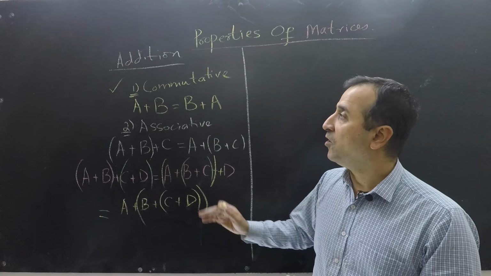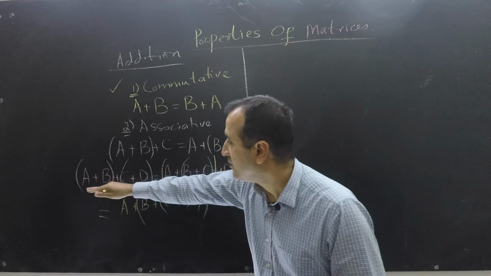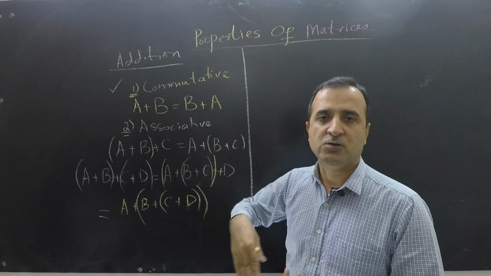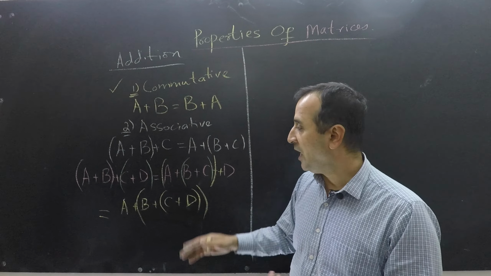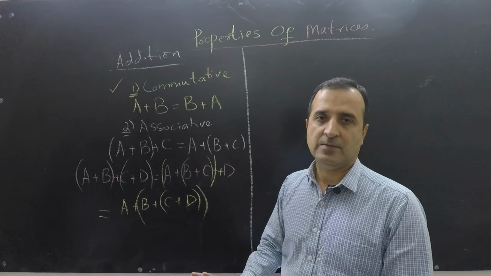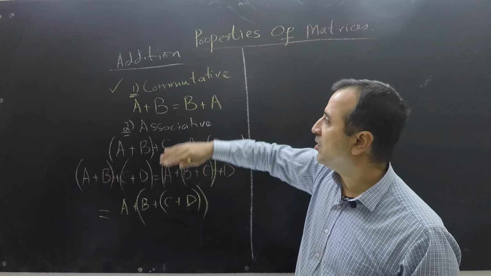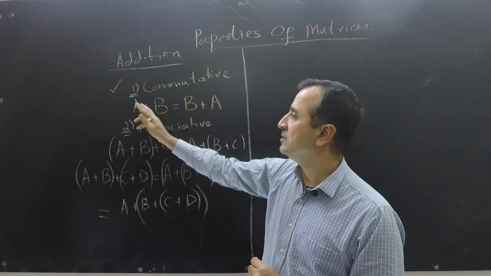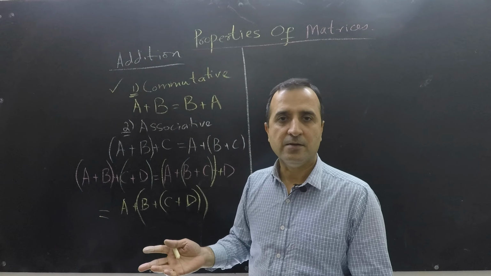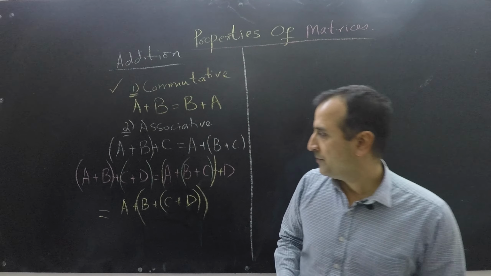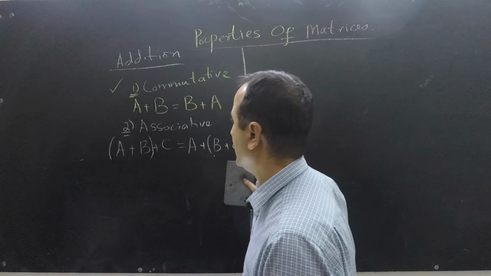Now because addition is associative, these 3 are different operations with respect to addition. They are adding different matrices in different ways, but our result will remain the same. So associative is about order of brackets, and commutative is about the order of matrices. So is it clear? Yes. So now let's continue. The third property is about identity.